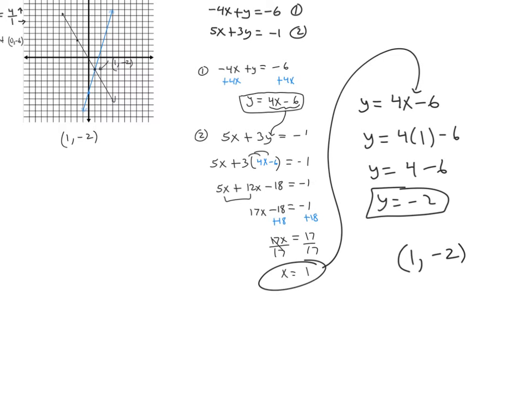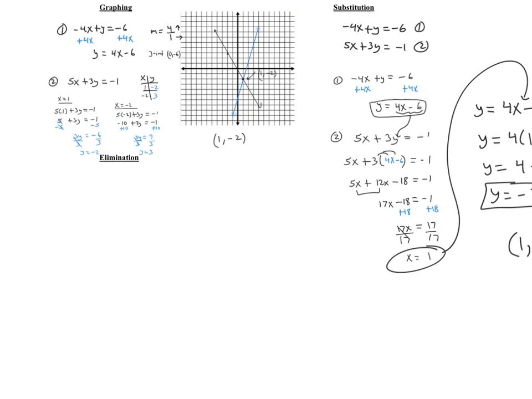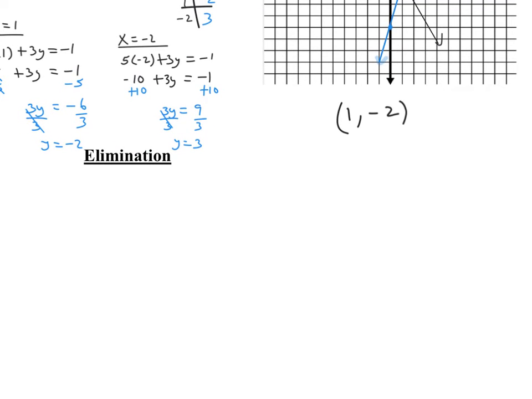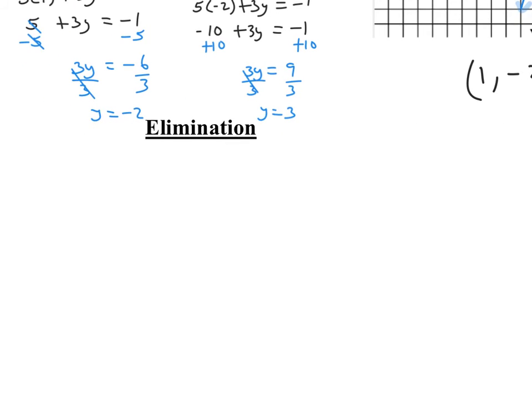Okay, and now we'll move on to the last method called the elimination method over here. And I'm going to once again write the system of equations so that you guys can see it here real quick. So we'll have negative 4x plus y equals negative 6. That's equation 1. And equation 2 is 5x plus 3y equals negative 1.